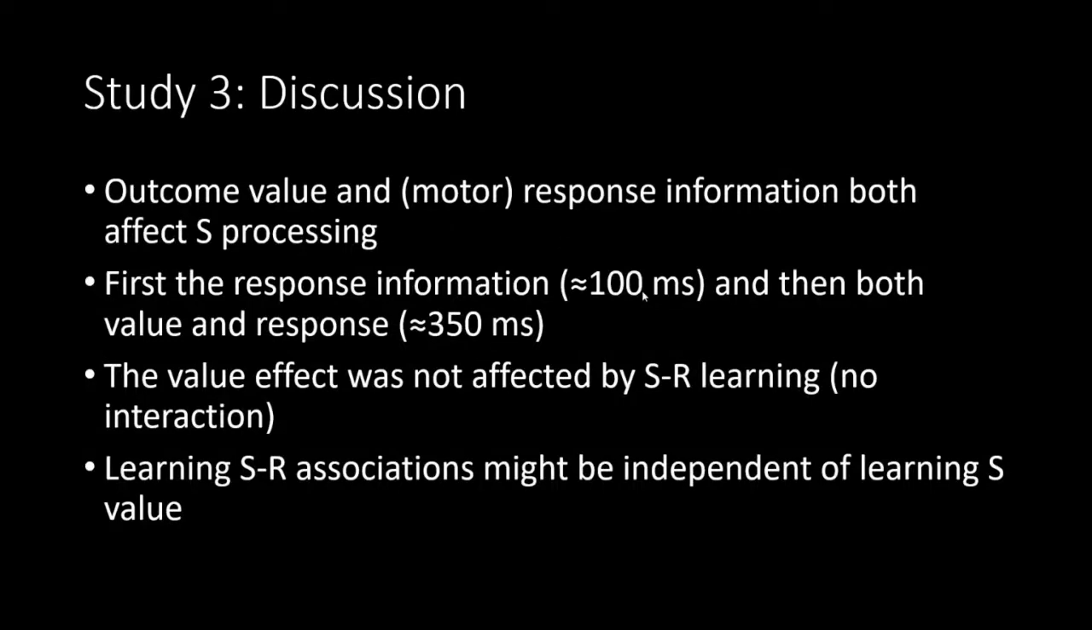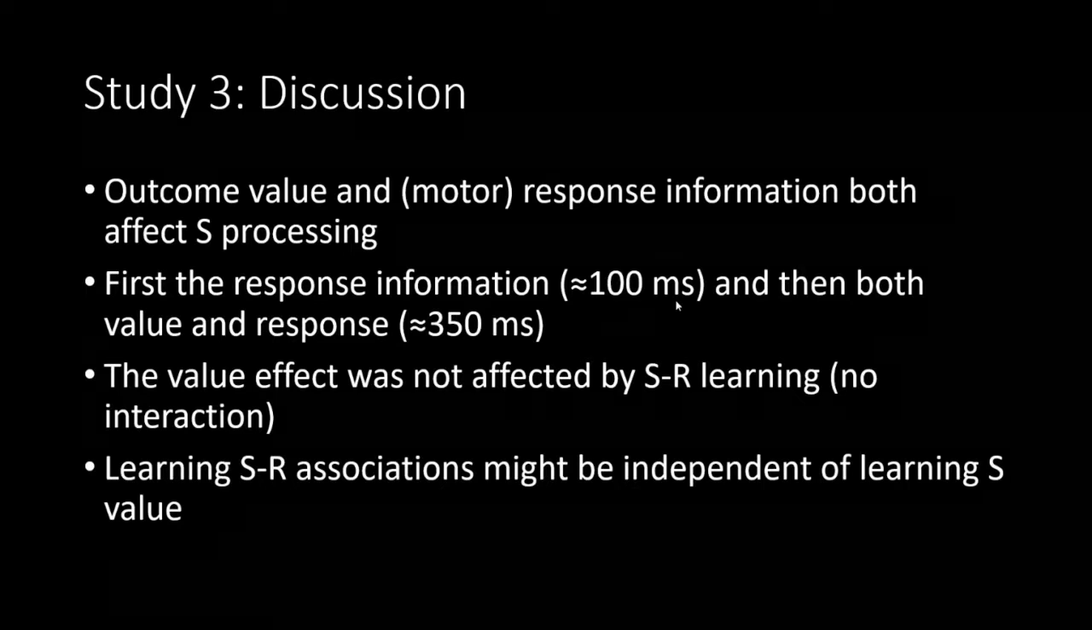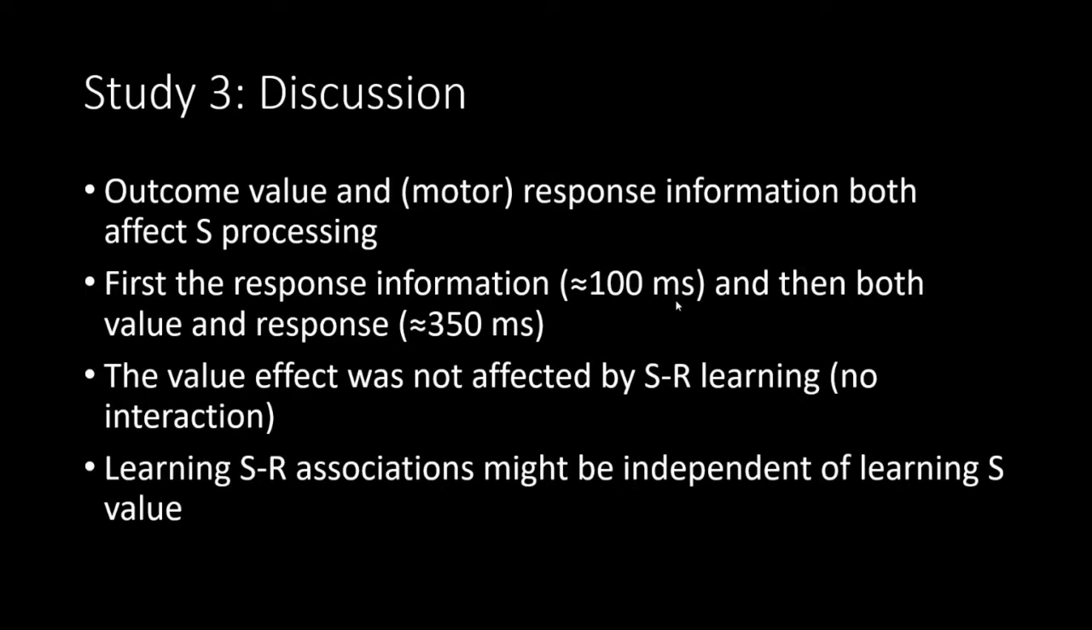The value effect was not affected by the strength of the stimulus-response learning. There was no interaction. And this was not the result that we were expecting. We were expecting that the value effect should be larger in the fixed block, but there was no sign of this interaction. So maybe learning stimulus-response associations is independent of learning this reward-related bias of the stimulus value. Maybe attentional habits are not really related to overt response habits.